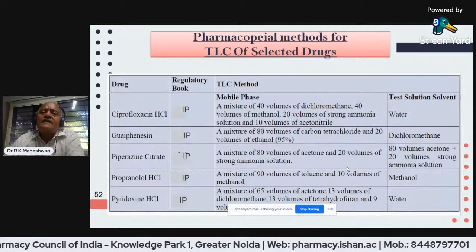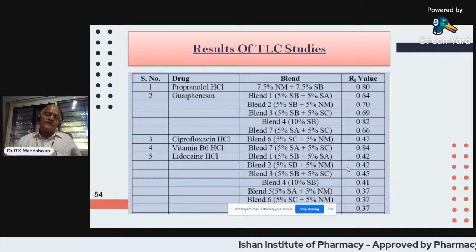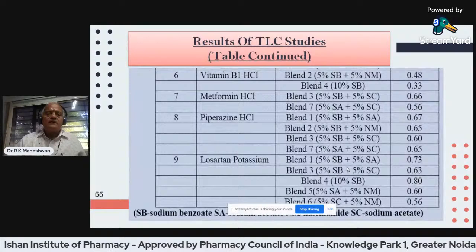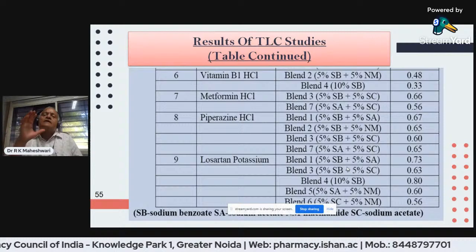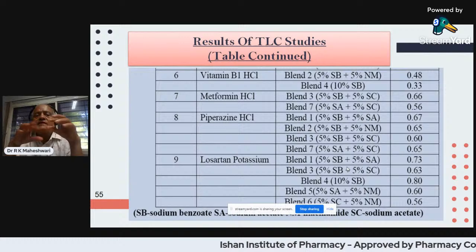Now, what has been done here? In this particular published paper, 9 water soluble drugs were selected. Number 1, propranolol hydrochloride, vitamin B6 hydrochloride, lidocaine hydrochloride, vitamin B1 hydrochloride, metformin hydrochloride, nitrate. 9 water soluble drugs were selected for this TLC study. For making the spot, silica gel G TLC plates were employed.